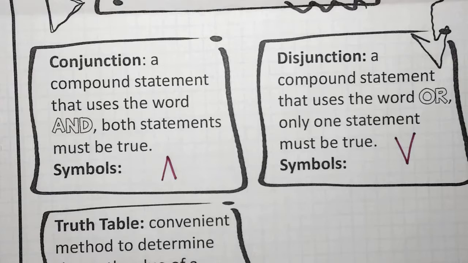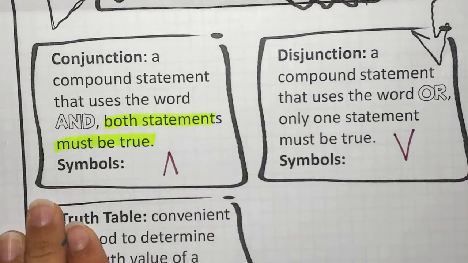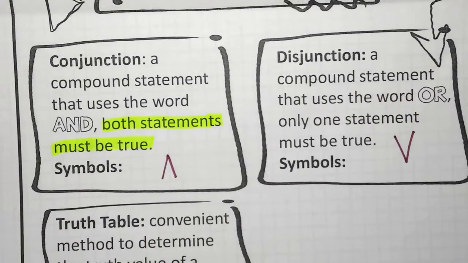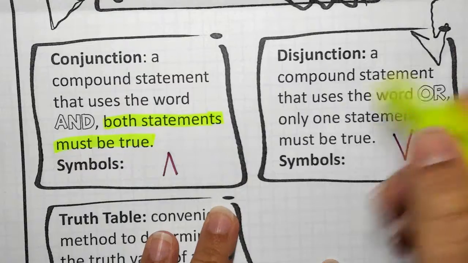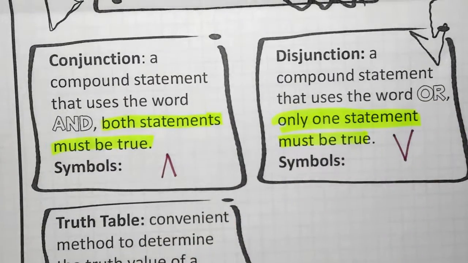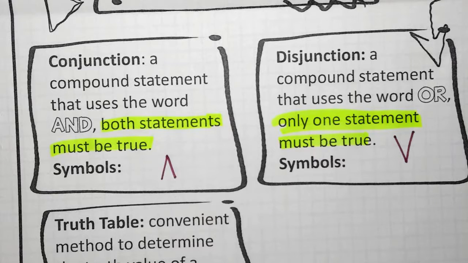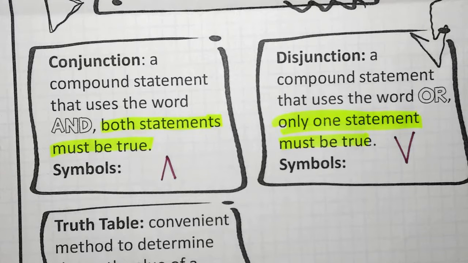Like, it is cloudy outside and it is raining. Is it raining at the moment? Do we know? No. So is that conjunction true? No. A disjunction, only one statement must be true. It is cloudy outside or it is raining. That's a true statement because it is cloudy. Does everybody understand? Okay, so this leads us into truth tables, which are the greatest thing.